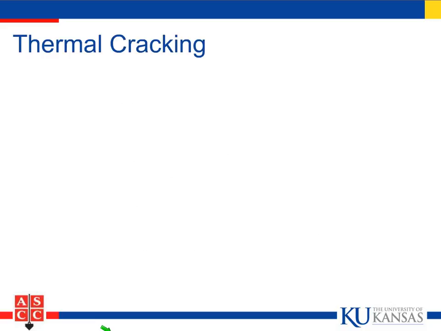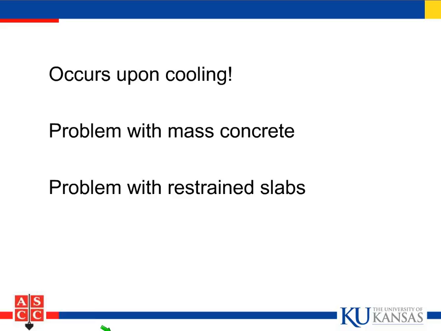Okay, how about thermal cracking? Thermal cracking is a problem that occurs upon cooling. You have hot concrete that's restrained, and it can be restrained internally. I say mass concrete: the inside is not going to cool as fast as the outside. Or we can have restrained slabs, and here bridge decks are a big deal. Anytime you put hot concrete on a cold girder, and the girders are always cooler than the concrete, unless you've gone to the trouble of heating them, you're going to have a problem with thermal cracking, because as the concrete contracts as it cools, it's going to go into tension.